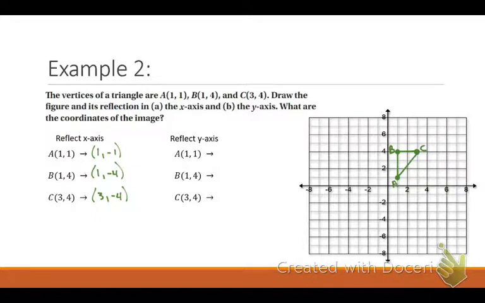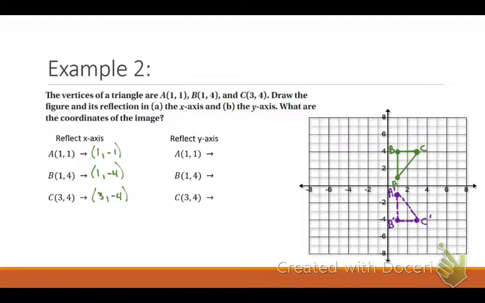All right, so I'm going to use a different color just to show the difference. Okay, so to reflect across the x-axis, it was over 1, up 1. Now it's over 1, down 1. Over 1, down 4. And over 3, down 4. Then I connect my points with my dotted line. And I get A prime, B prime, and C prime. All right, does yours look like this?